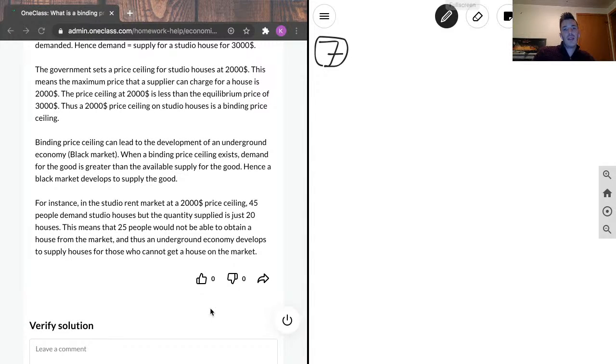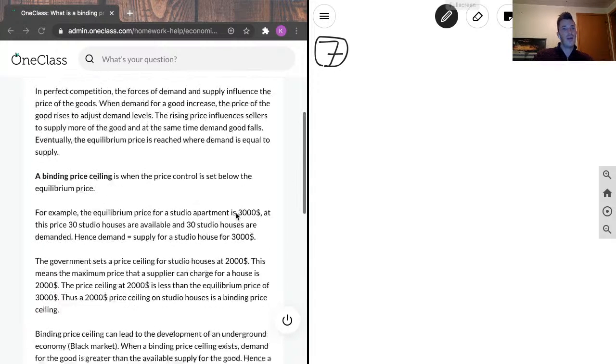Binding price ceilings can lead to the development of an underground economy, like a black market. When a binding price ceiling exists, demand for the good is greater than the available supply for the good, and hence a black market develops to supply the good. For instance, in the studio rent market at a $2,000 price ceiling, 45 people demand studio houses, but the quantity supplied is just 20 houses. This means that 25 people would not be able to obtain a house from the market, and thus an underground economy develops to supply houses for those who cannot get a house on the market.